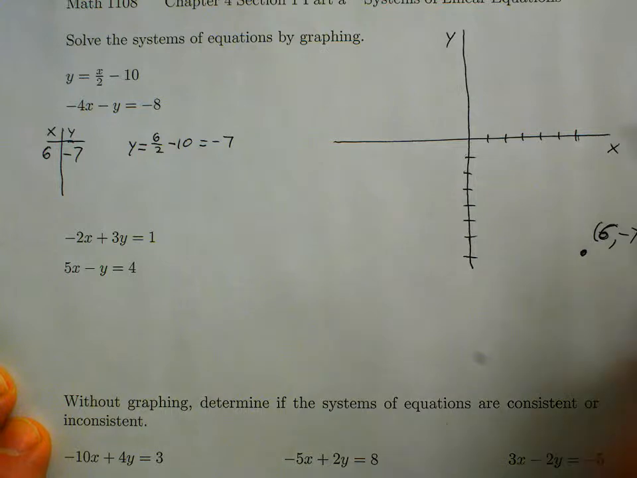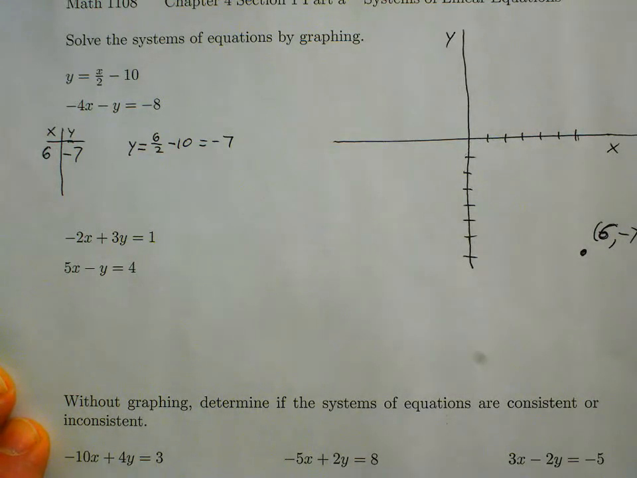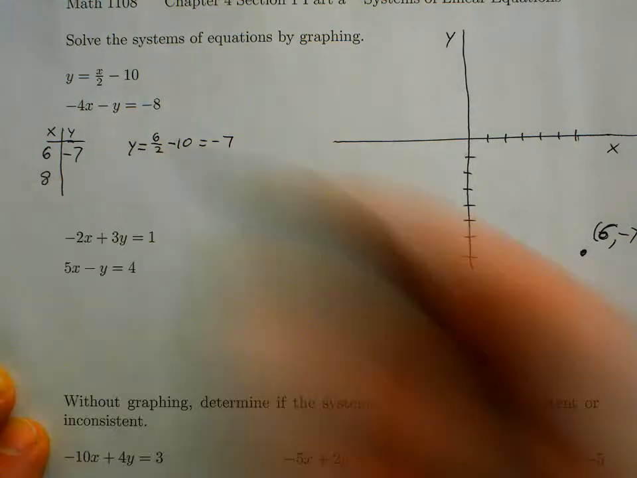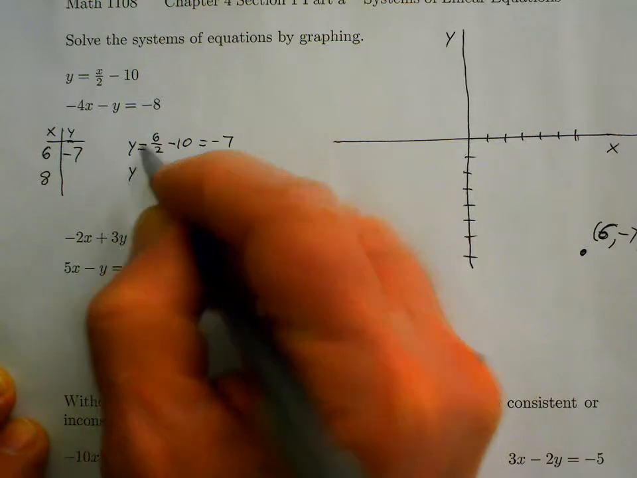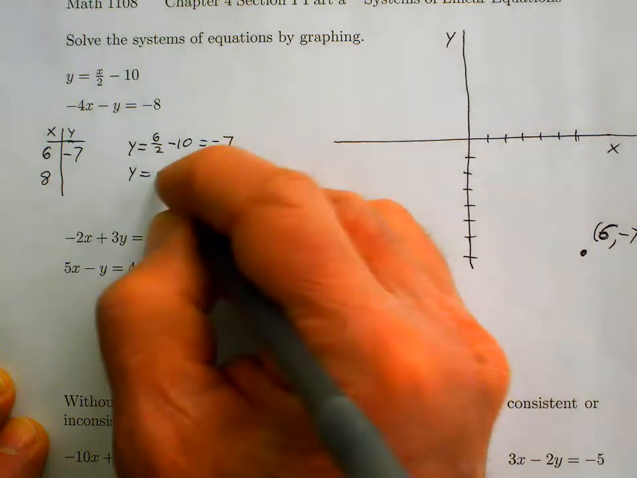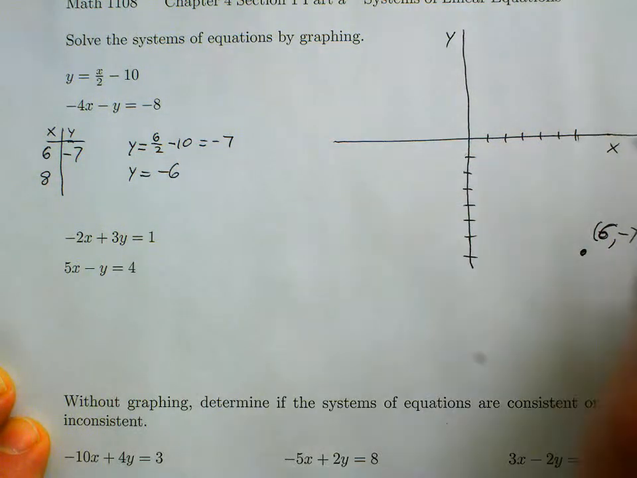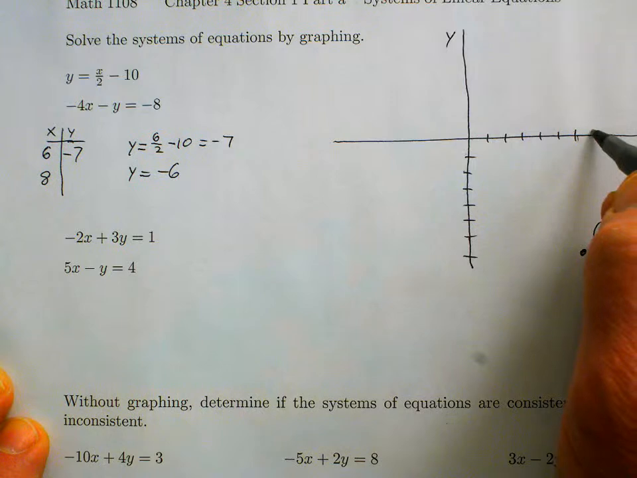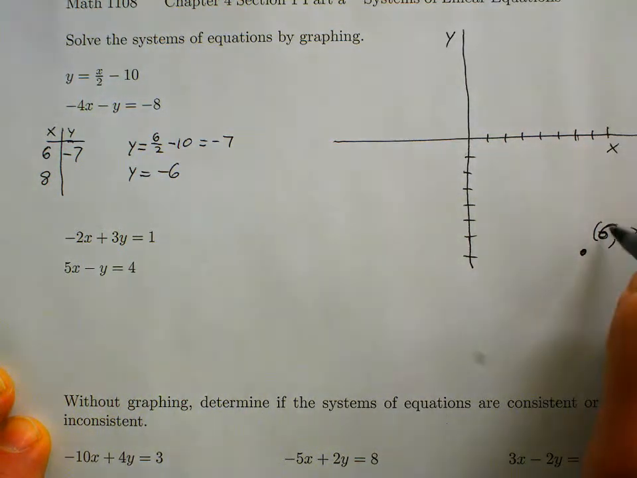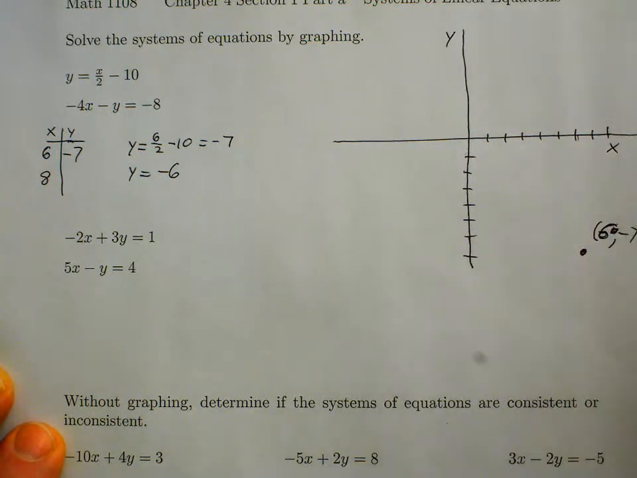And then find another point. Man, this line is just pretty far away from the origin no matter what. So if I pick x to be 8, then 8 divided by 2 is 4, and 4 minus 10 is negative 6. So I'm just humiliating myself here. So there's the line.